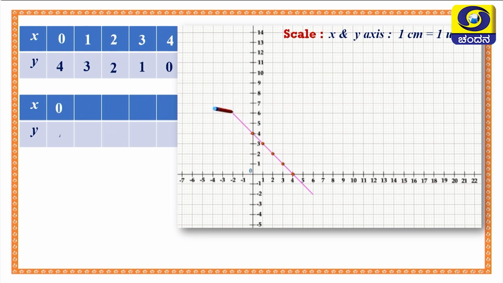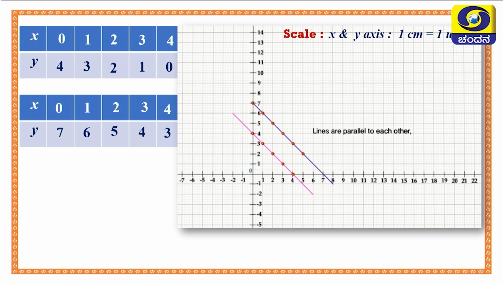Right. Now the second equation: x is equal to 0, y is equal to 7, 0 comma 7, 1 comma 6, right, 2 comma 5, x coordinate 2, y coordinate 5, 3 comma 4, yes, 4 comma 3. Now join all these points, children. Yes, mark the intersection point, children.